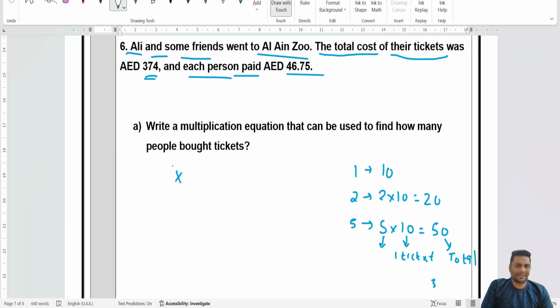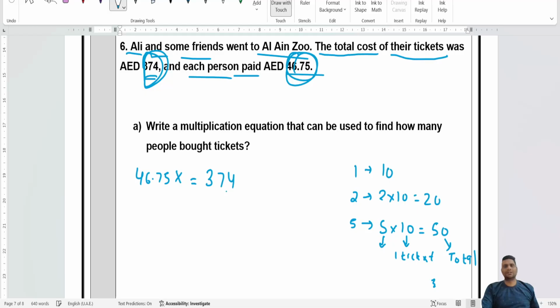How many friends? X friends here, because we don't know how many are going. And how much are they paying for one ticket? 46.75. So I will multiply this with x. So 46.75x is equal to the total. How much money did they pay? They paid 374, right? So here I will write 374. This is my equation. So this is a multiplication equation. Why multiplication? Because between 46.75 and x, what do I have here? Nothing. Nothing, that means we have multiply here. So this is my multiplication equation.